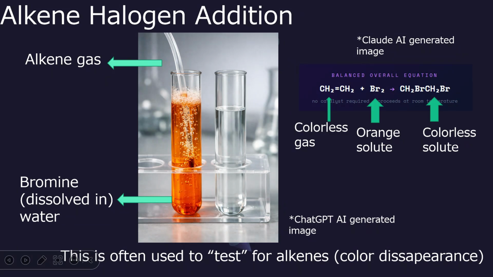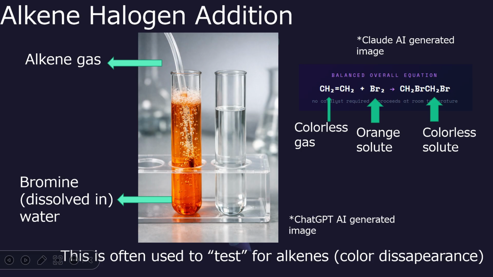You can add a diatomic halogen, a pure element. We can dissolve some bromine in some water, which makes it slightly orange. It doesn't dissolve well, but some of it will, enough to see. Then we can bubble alkene gas through that solution, and the bubbles will come in contact with the aqueous solution that has bromine in it. And then the reaction I just showed on the previous slide happens.